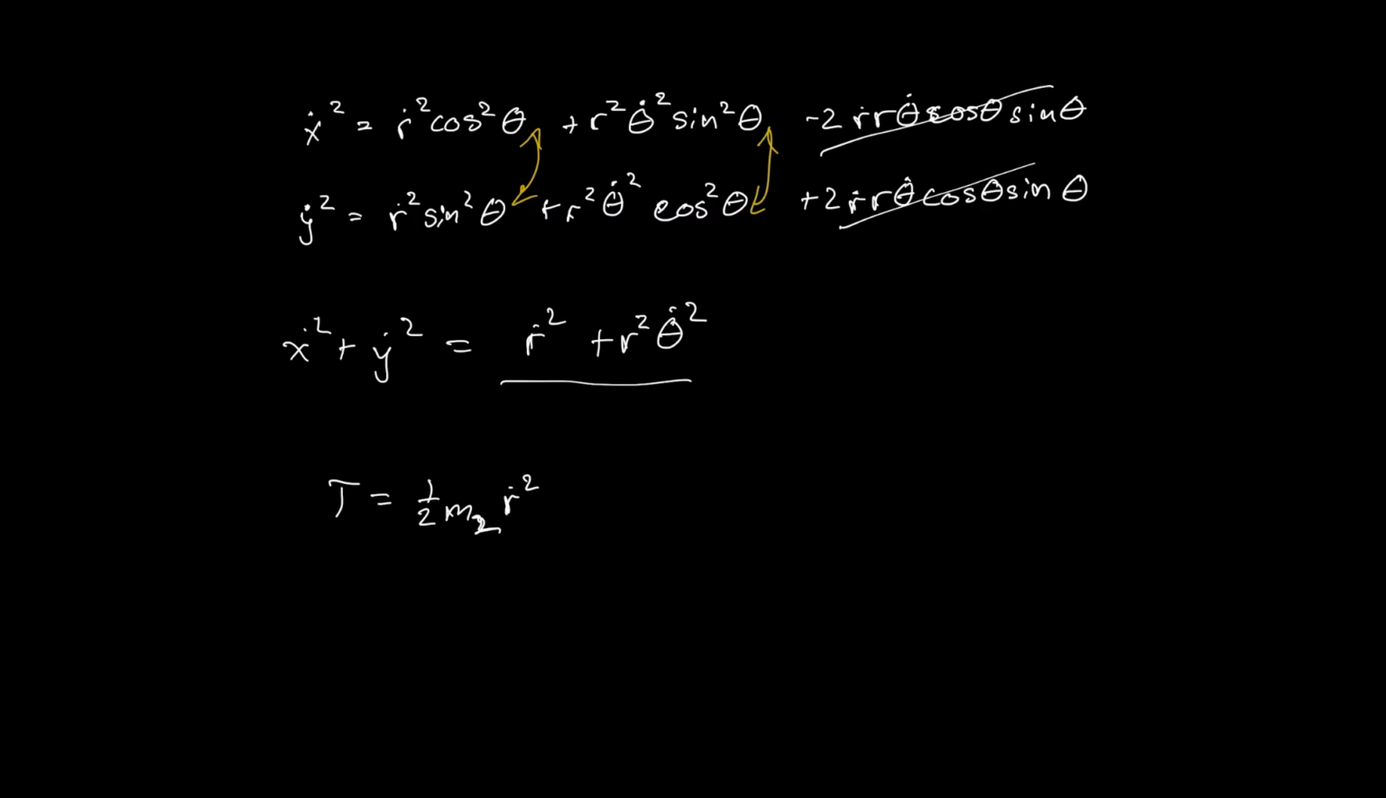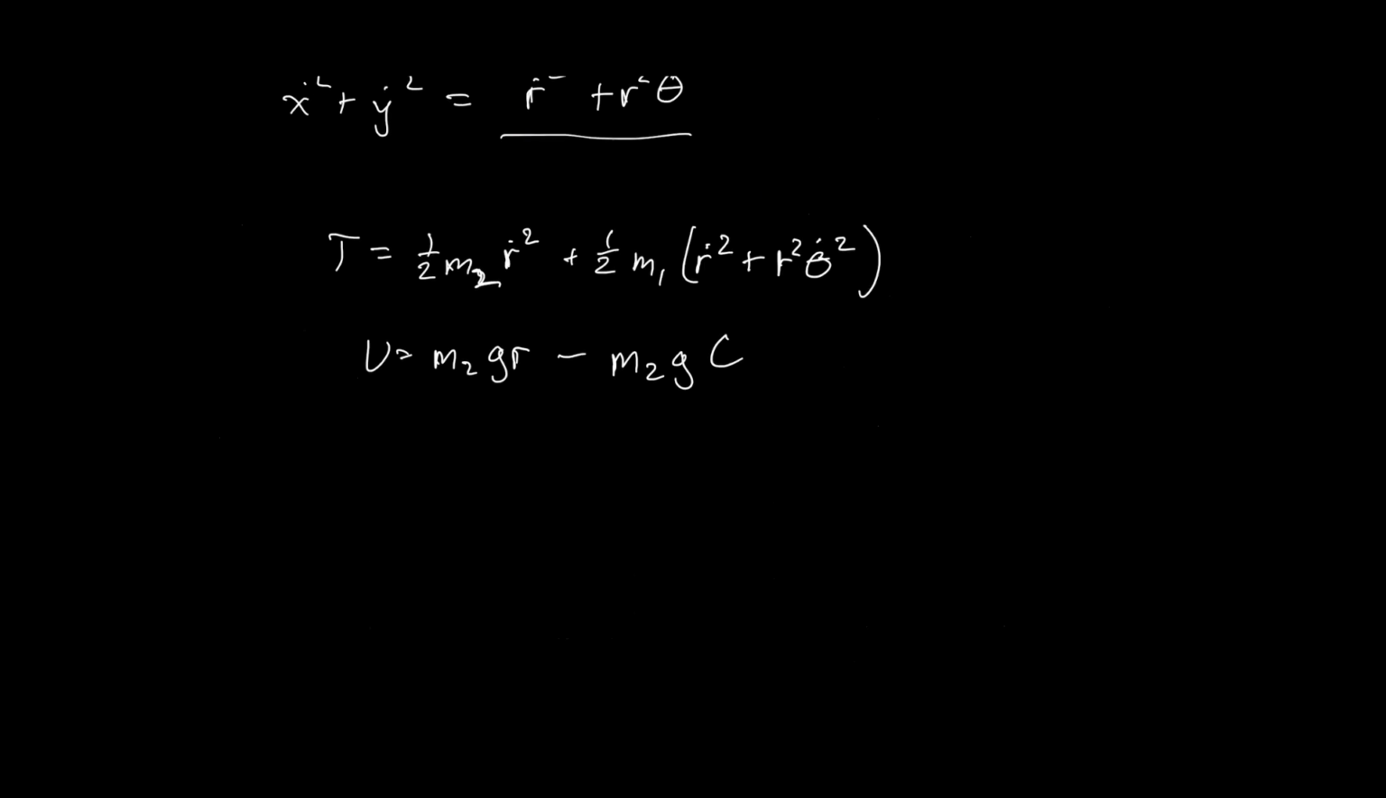Yeah, 1/2 m2 r dot squared plus 1/2 m1 (r dot squared plus r squared theta dot squared). Okay. Yeah, because the velocity of z is dependent on r, so that's why we put that there. But our U, though, is going to be m2gr minus m2gc. This was our constant from up here.